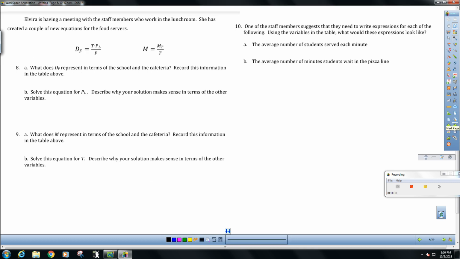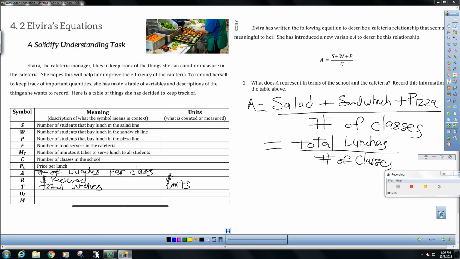All right. So Elvira is having a meeting with staff members who work in the lunchroom. She has created a couple of new equations for the food servers. D sub F and M. Okay. What does D sub F represent in terms of the school and the cafeteria? So it's the total amount of lunches times the cost per lunch, divided by F. We don't know what F is. F is the number of food servers.